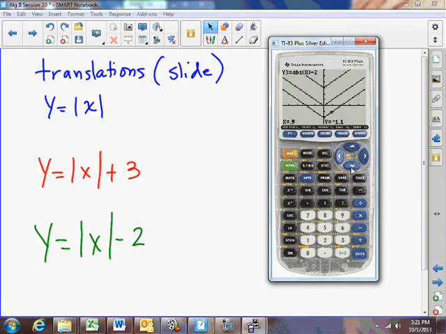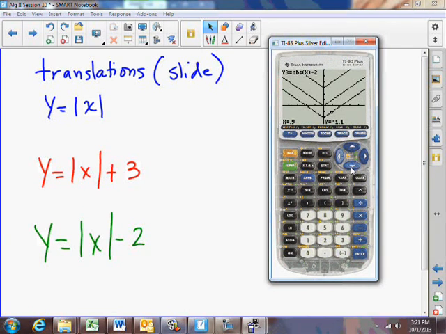So adding or subtracting a number to a function after the function has been performed has the effect on the graph of sliding the graph up or down. If you're adding a positive number, it goes up. If you're subtracting a positive number or adding a negative number, it goes down. All right, so that's a slide, or a translation.